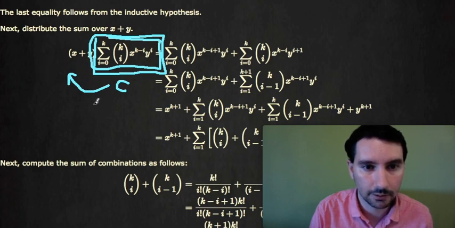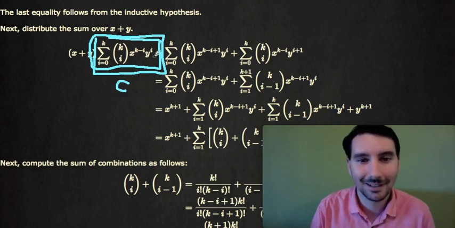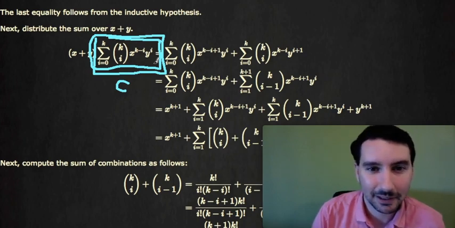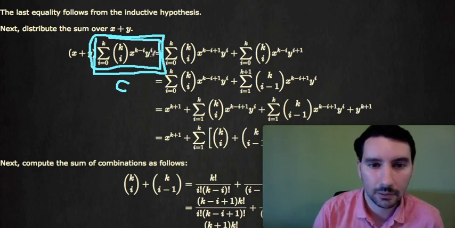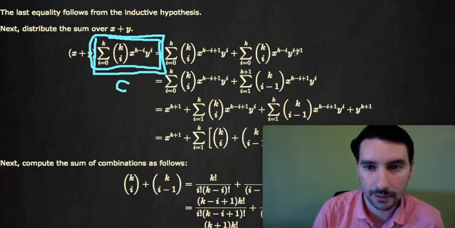Let's see, if we take that sum that's in the box and multiply it by x, that's just going to raise the power of x by 1. So instead of x to the k minus i, we'll have x to the k minus i plus 1. And when we multiply it by y, we raise the power of y by 1. So we'll have a y to the i plus 1.